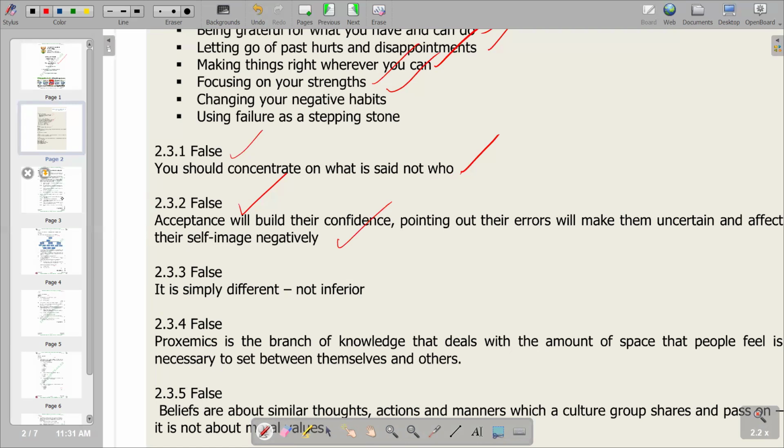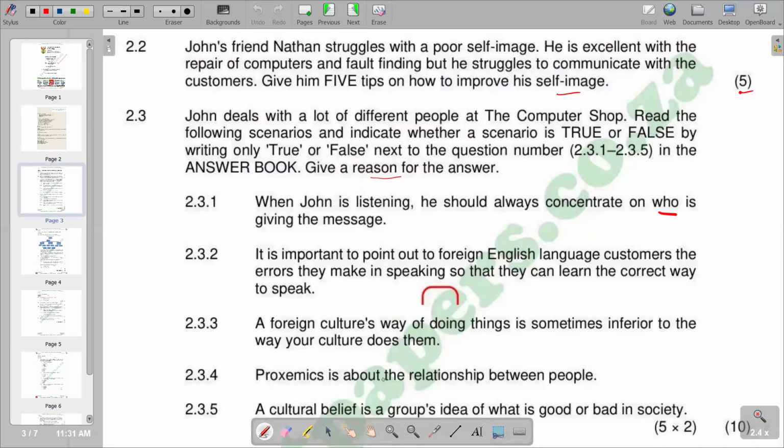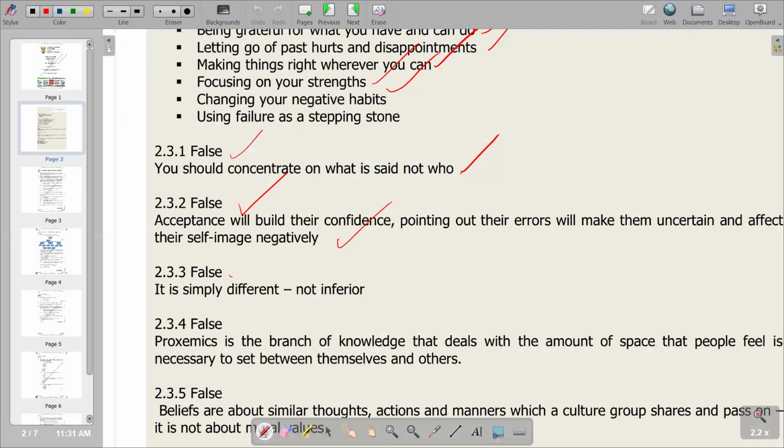So that's the explanation. So we go to the next one. A foreign culture's way of doing things is sometimes inferior to the way your culture does things, which is not correct. You should not look down upon other cultures, but it's only that the cultures are different. So if you take it from that point of view, it is a very positive handling of the situation. So we are saying 2.3.3, this is also false, and we give a reason. False, we are saying false, it is simply different, not inferior. So it is only different, but not inferior. Very important to take note of that.